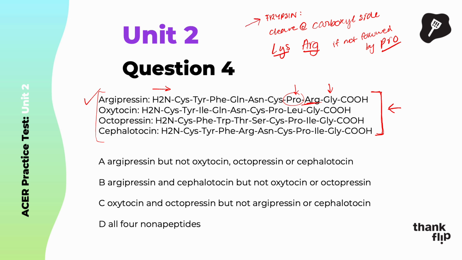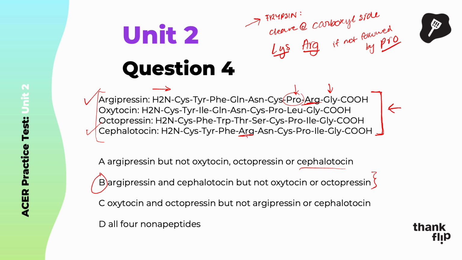Then looking at the next one, we don't have any lysines or arginines. Looking at the third one, we also don't have any lysines or arginines. And then looking at our final one, we have an arginine here. Okay, so this can also be cleaved. So looking at our answer options, we have argipressin, but not the others. That's wrong because we know cephalotocin can also be cleaved. Argipressin and cephalotocin, but not oxytocin or octopressin. That is looking like the correct option.